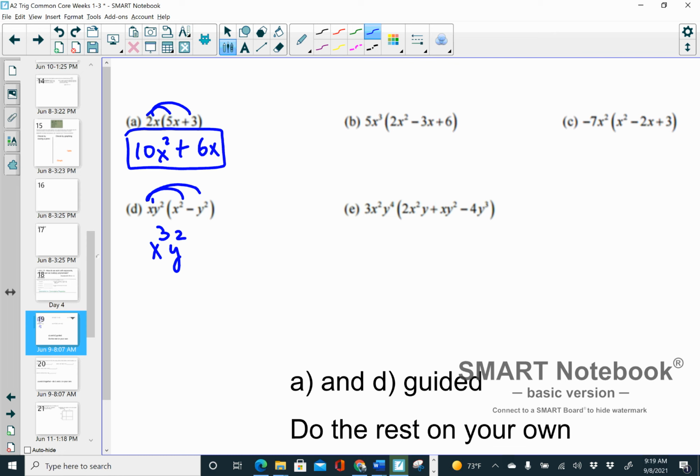You're going to do the same thing over here. xy squared times y squared is going to be xy to the fourth, because 2 plus 2 is 4. It's separated by a minus sign. So that's A and D. Do the rest on your own, very similar.